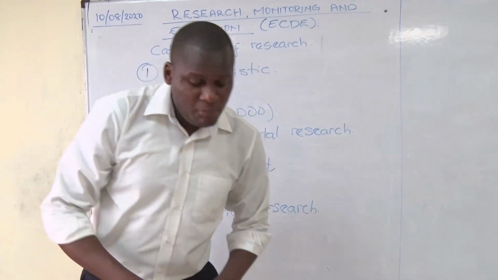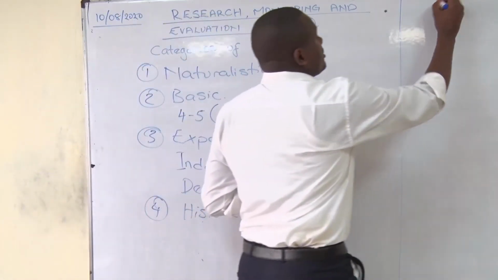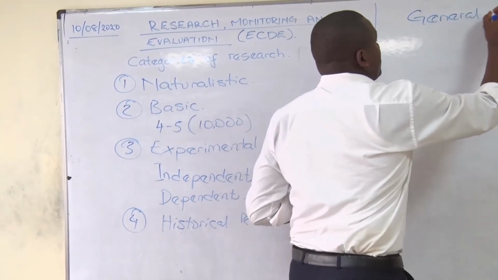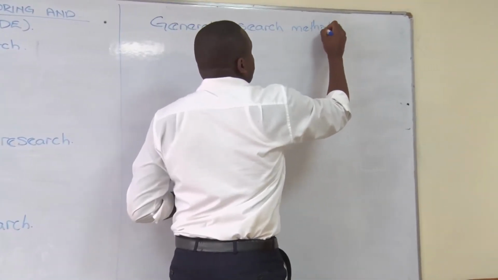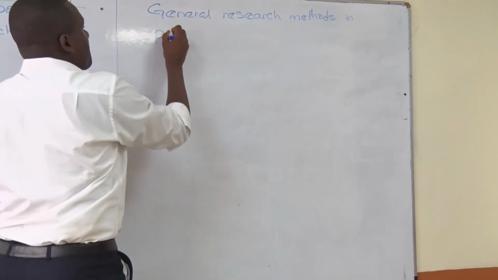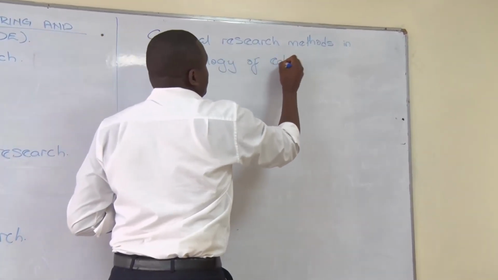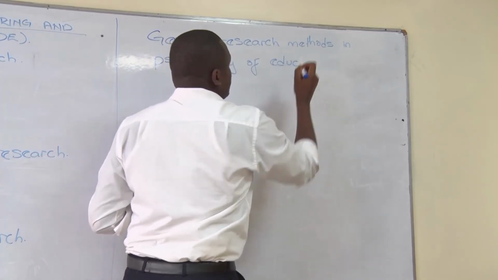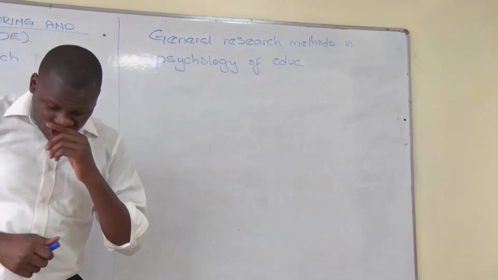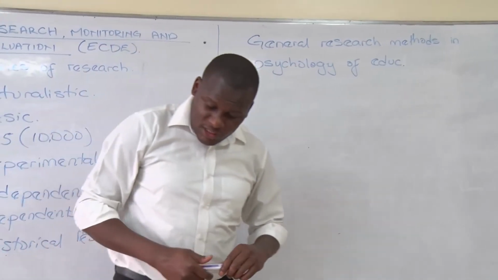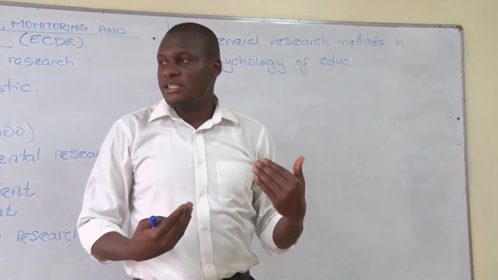We'll go to general methods of research, general research methods in psychology of education or in human learning. So we are talking about the first, how can we conduct basic research? That's what you're talking about.